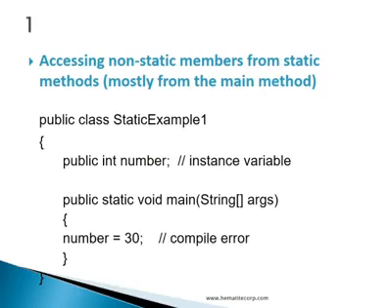The first one, instance variables and methods must be accessed via object reference. They cannot be accessed from a static context. Second, static variables and methods can be accessed from both static and non-static contexts.